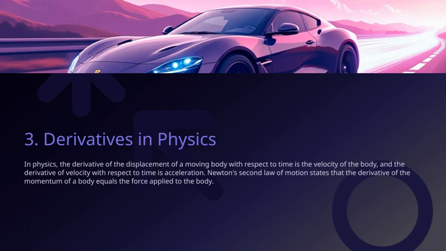This leads us to an important principle known as Newton's second law of motion. It states that the derivative of the momentum of a body, that's mass times velocity, is equal to the force applied to it. So, in simple terms, the change in an object's momentum over time is directly related to the force acting upon it. All of these concepts, displacement, velocity, acceleration, and force, are interconnected through derivatives, which help us understand how objects move and how forces influence that movement. This ties nicely into our overall theme of understanding the fundamental laws that govern motion in physics.